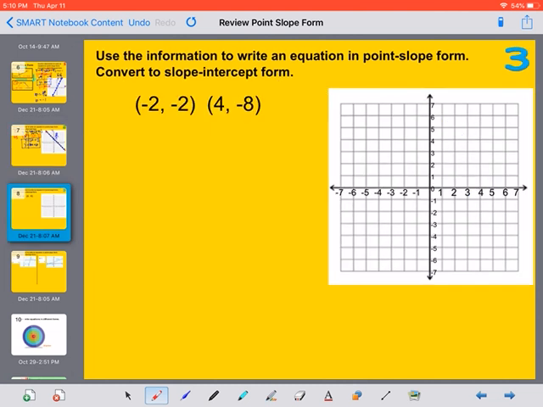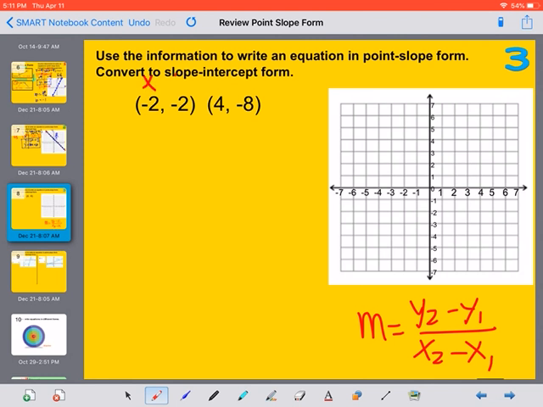Flip over to the back side. This one's going to be a little bit more challenging. We don't have a point, or we have 2 points. We don't have a slope. So remember, to find our slope, y2 minus y1 over x2 minus x1.